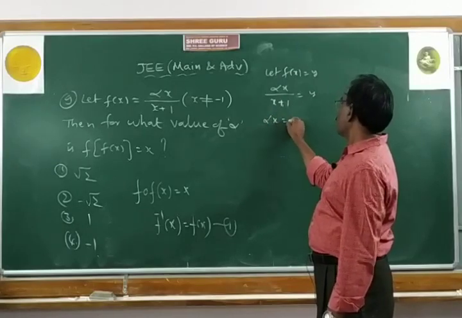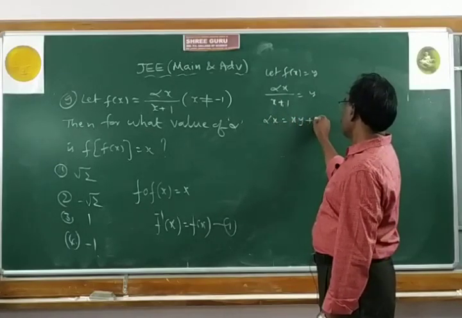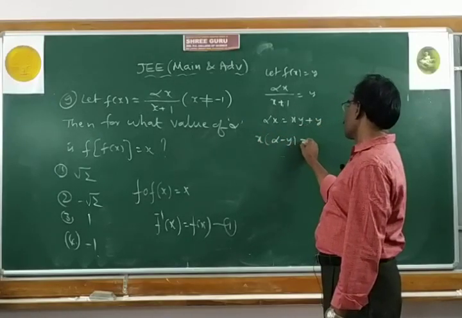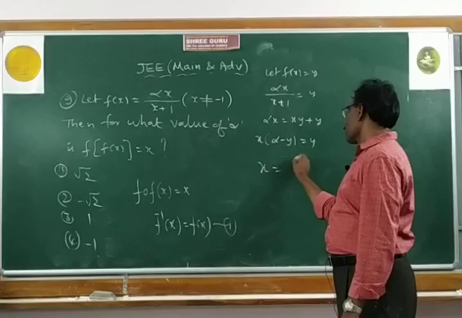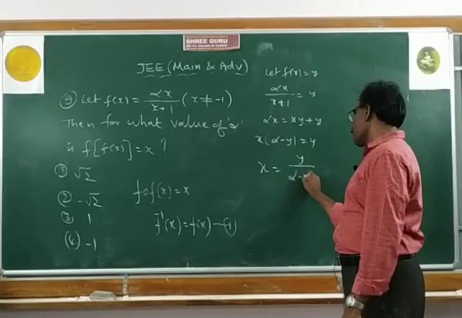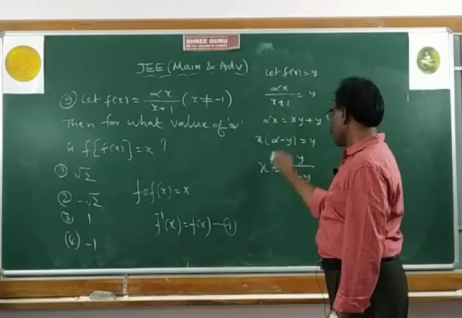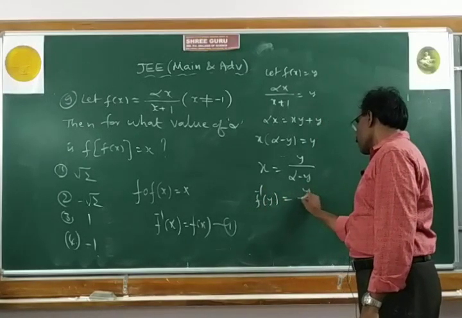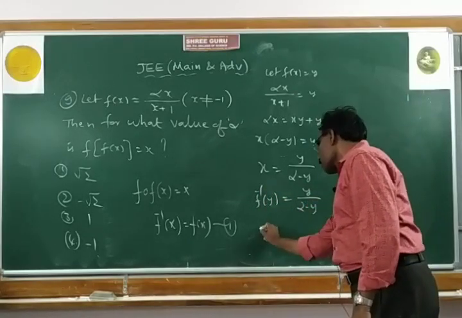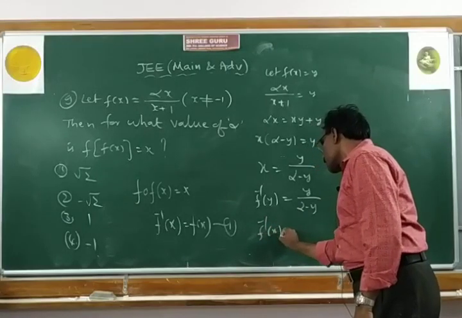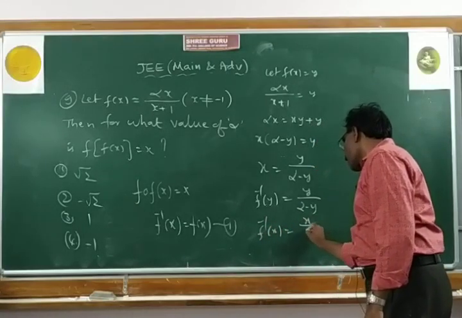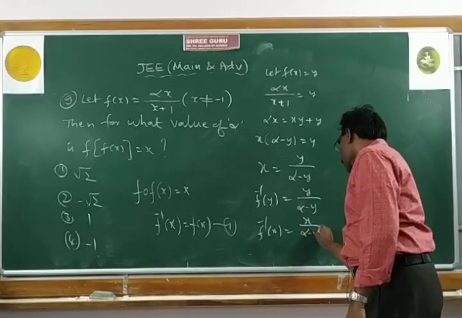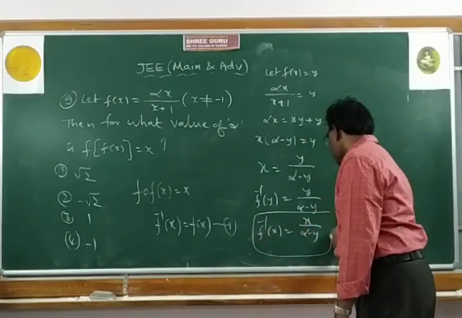Alpha x equals xy plus y. x common: x(alpha minus y) equals y. What is x? x equals y by alpha minus y. So f inverse of y equals y by alpha minus y. So what is f inverse of x? This is not 2, alpha only: f inverse of x is x by alpha minus x.